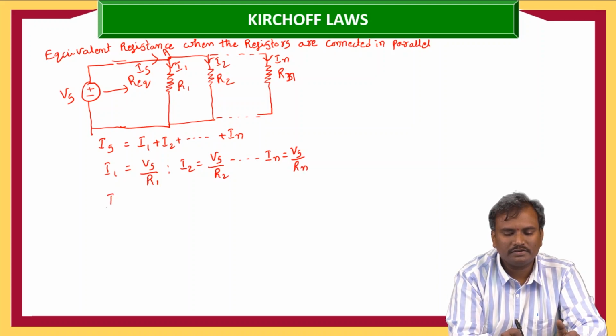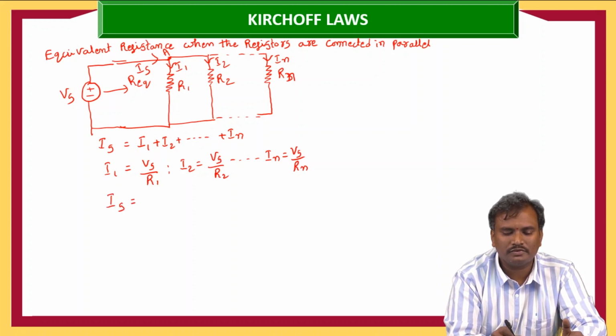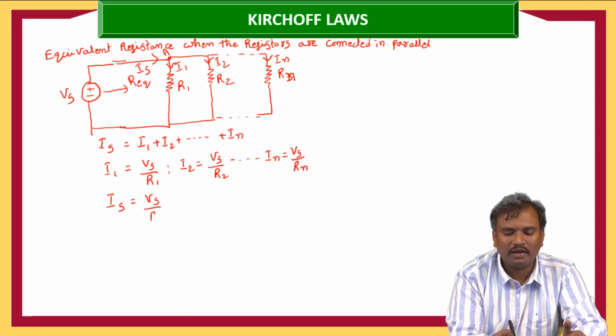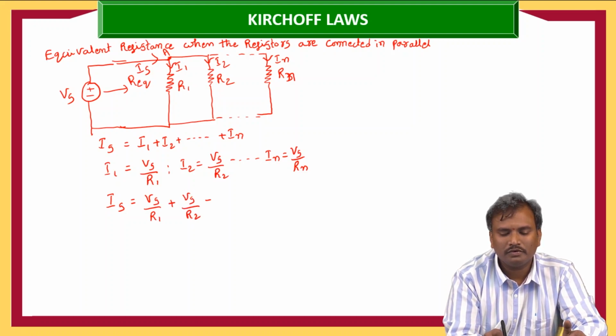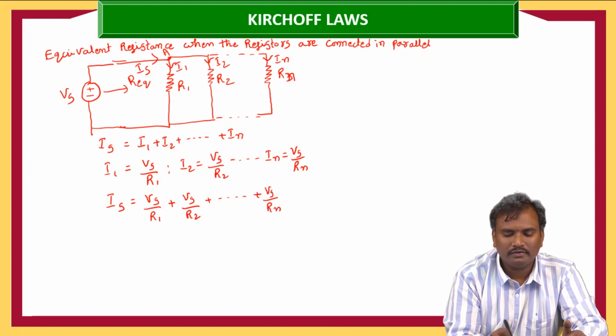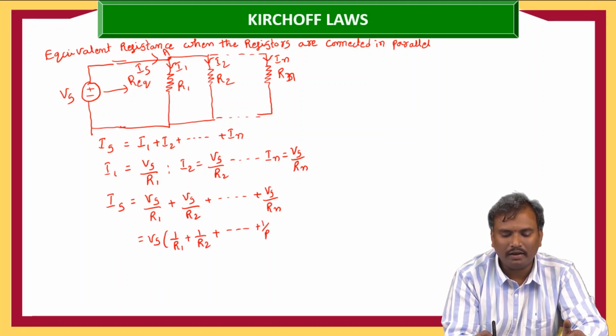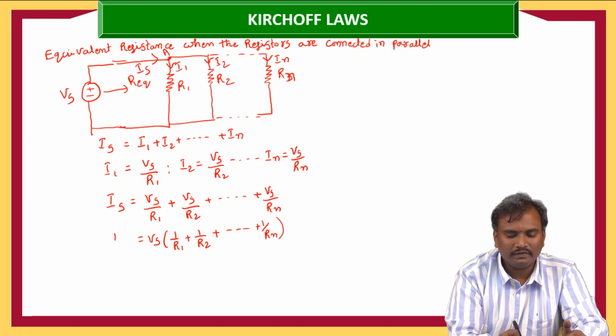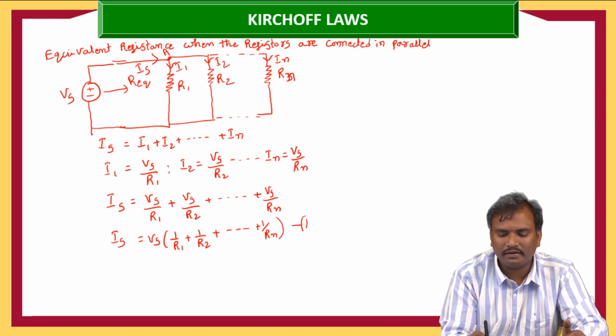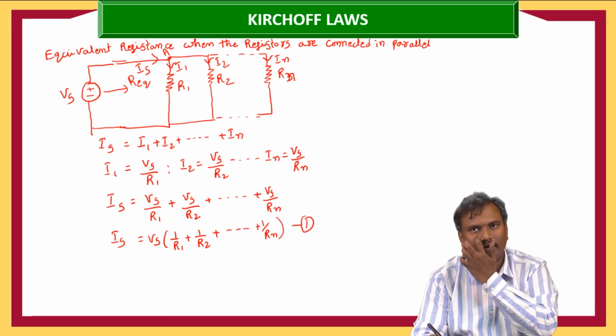So if we substitute these values into the above equation, Is is equal to Vs by R1 plus Vs by R2, and so on, Vs by Rn, which is equal to Vs into 1 by R1 plus 1 by R2 plus and so on 1 by Rn. This is the Is equation we got. Let us consider this as equation number 1.